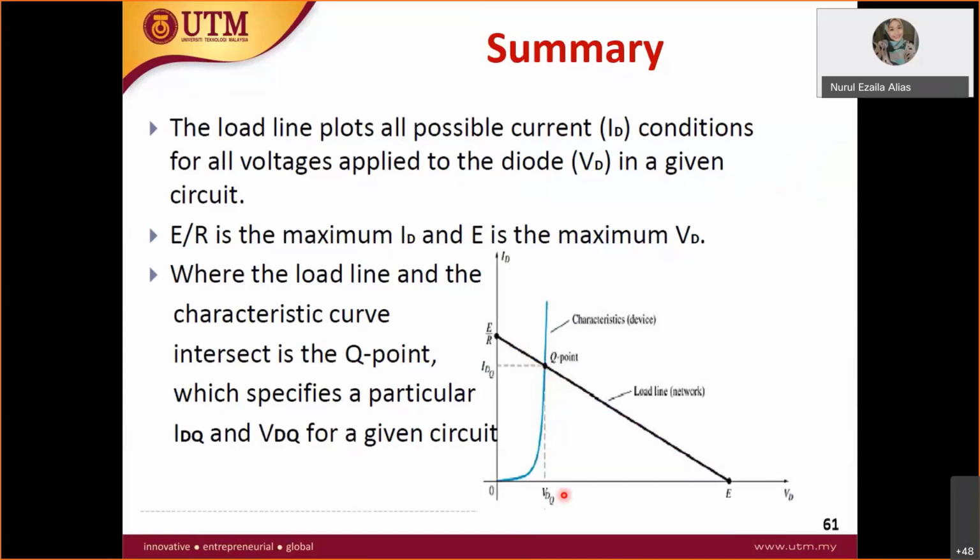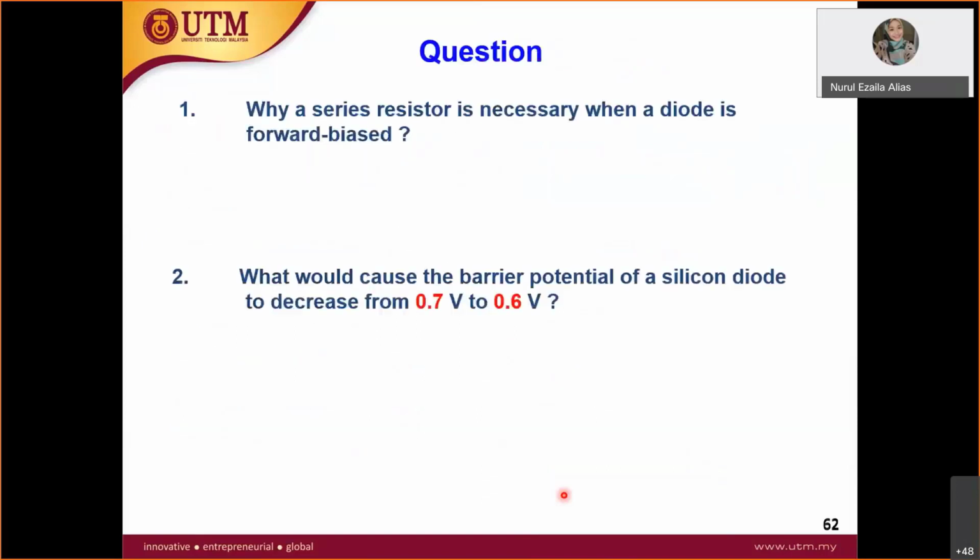All right. Why is the resistor necessary when a diode is forward biased? I think I have mentioned it many times. Why do we put a resistor in the diode circuit? Student, are you still there? To control the current flow. Yes, to control or limit the current.